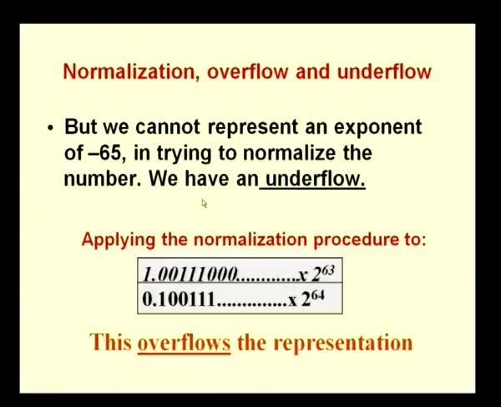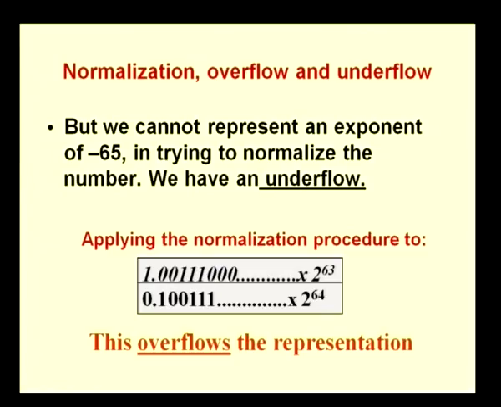The same thing will happen if you do the same kind of normalization with respect to a number which exceeds the maximum value that you can represent using the exponent. So suppose you have a number like this. Suppose we had 1.00111000 into 2 to the power of 63.